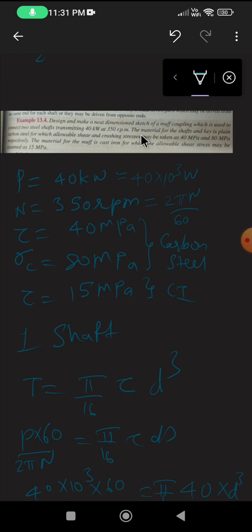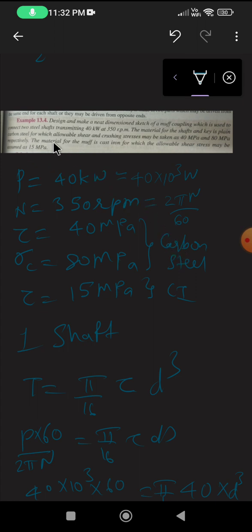Now if you want to calculate the torque which needs to be transmitted, we will have P divided by omega, so we will have the torque in Newton meter. The material for the shaft and the key is plain carbon steel.